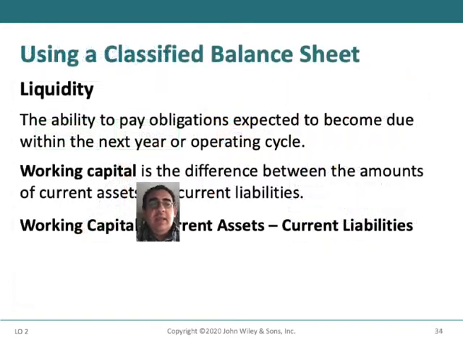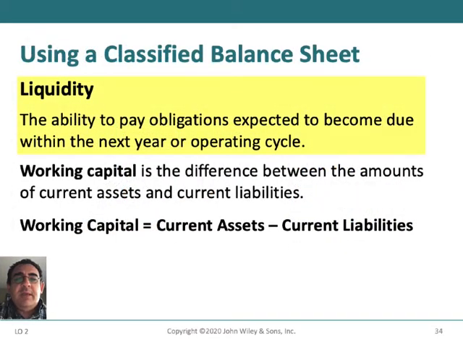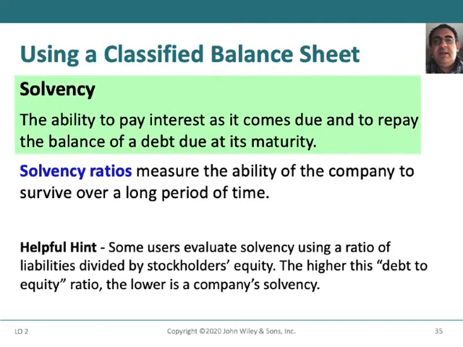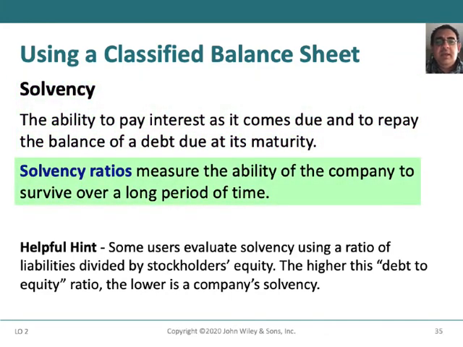Going back to liquidity, that's the ability to pay your obligations that come due within the next year or the operating cycle. And the operating cycle, for our purposes, is generally 1 year. Working capital is the difference between the amount of current assets and current liabilities. Working capital is the components of the balance sheet that actually contribute to us being able to do our day-to-day operating work. Solvency, again, is the ability to pay interest as it comes due and repay the balance of debt at maturity. And solvency ratios, again, look at the ability of companies to survive over that longer period of time.